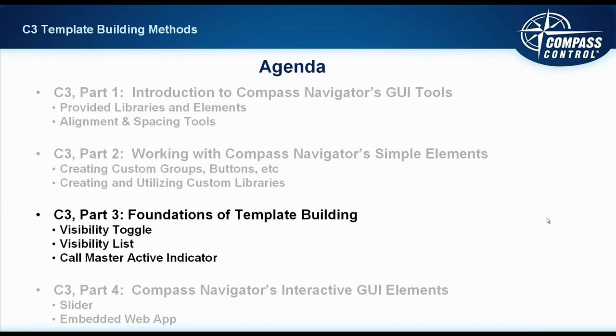In this part, we will go over some of the visibility tricks, if you will, that enable multiple items to be stored on one page and in a single location. Some of those tricks that we will discuss are the visibility toggle, in which many elements are located in a single place, and one of which is visible while the rest are invisible. The visibility list, which enables the familiar flick and swipe gestures of iOS and smart devices, and one position within that list is visible while the rest are not. And the call master active indicator, in which the buttons, the elements that we press to toggle our visibility and to set our list to the desired visible position, are also manipulated based on the position of the list or what is visible.